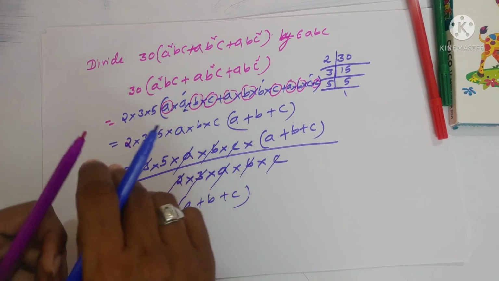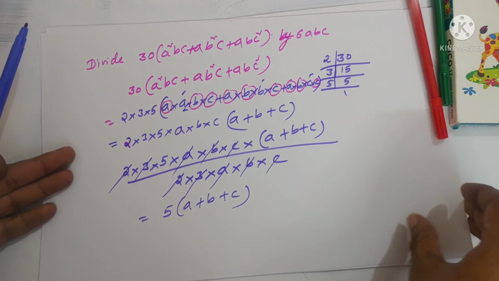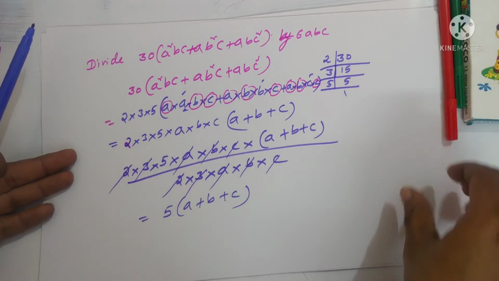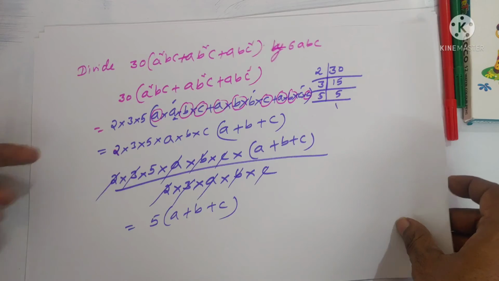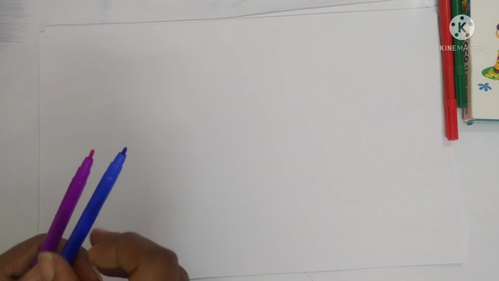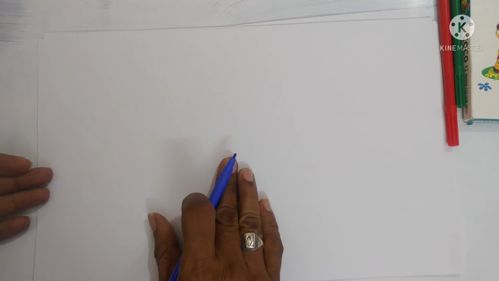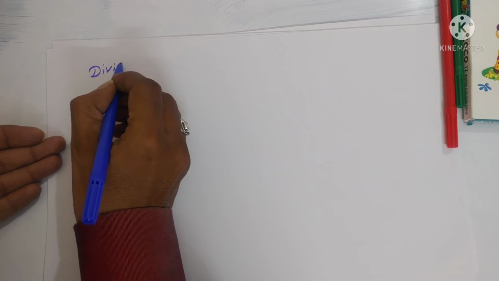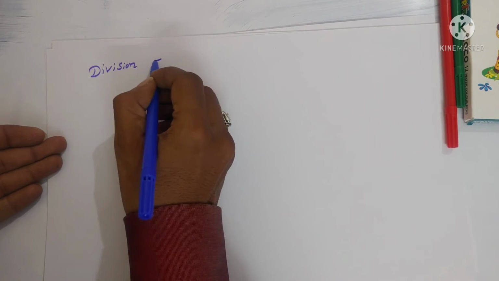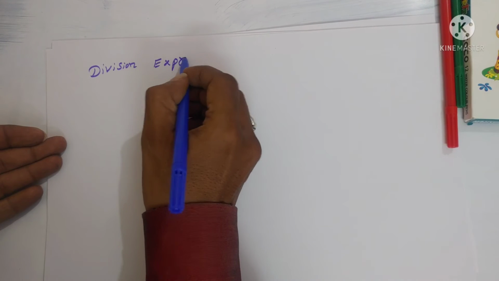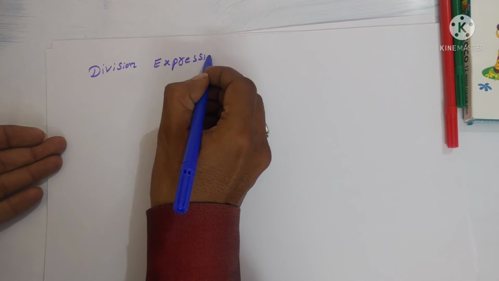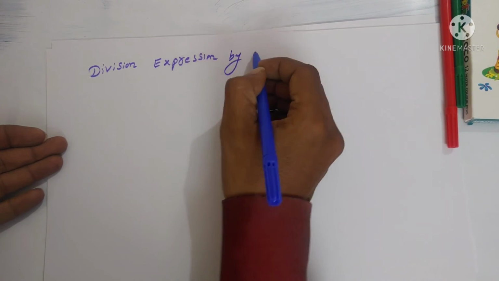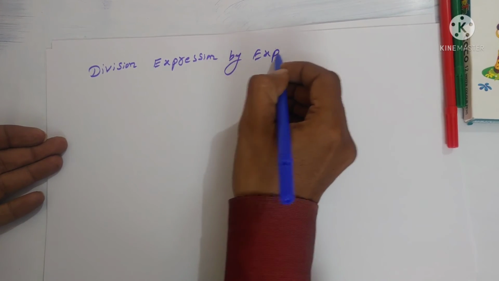Okay, this is how to do a division of an expression by a monomial. Okay children, now let us take another type: division of an expression by another expression. Division of expression by another expression, also we can write.